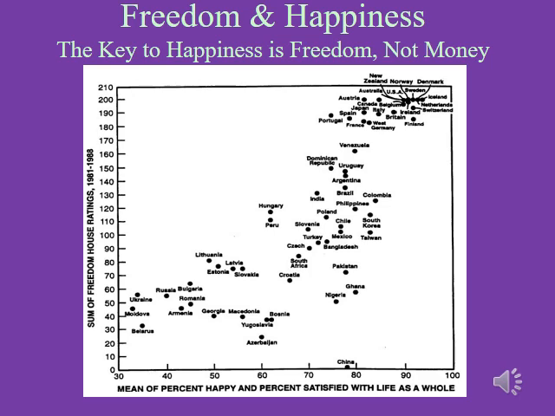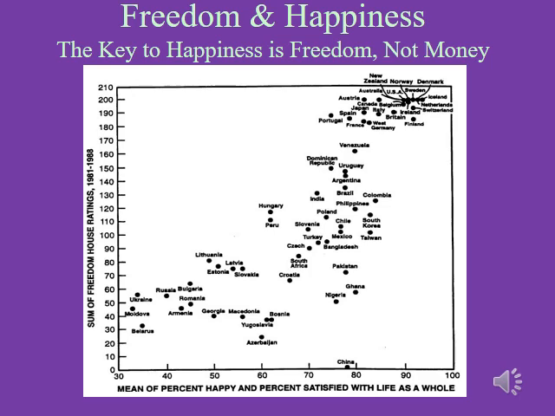The graph I'm showing you here I found a few years ago, where it's talking about the relationship between freedom in a country and happiness. On the x-axis, they're looking at what percent of people in a country would describe themselves as happy or satisfied with life. And the y-axis is showing you how free those countries are. And you can see the general trend is as one thing goes up, the other one goes up too.